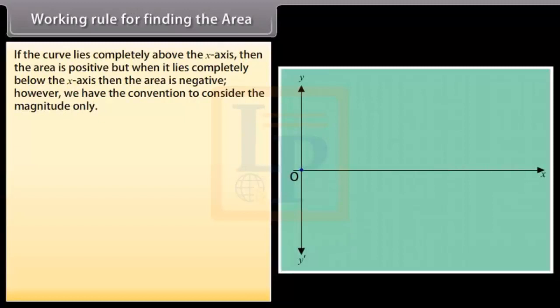Working rule for finding the area. If the curve lies completely above the x-axis, then the area is positive, but when it lies completely below the x-axis, then the area is negative. However, we have the convention to consider the magnitude only.